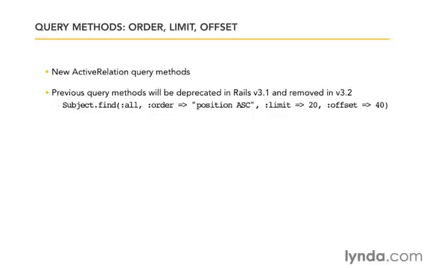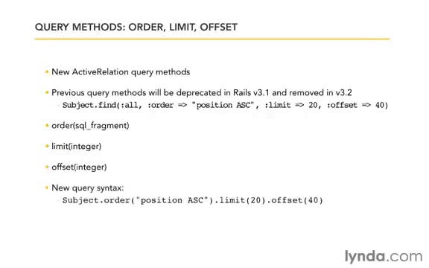We could also have conditions as one of the key value pairs in the hash, just like we saw in the last movie. Instead, we'll have standalone query methods: order with an SQL fragment, limit with an integer, and offset with an integer. All three of these are essentially the same thing and take the same kinds of arguments that they took before. They're just standalone active relation query methods. One of the nice things about that is that we can chain them together. So for example, the new query syntax would look something like this: subject.order, position, ascending, .limit 20, .offset 40.